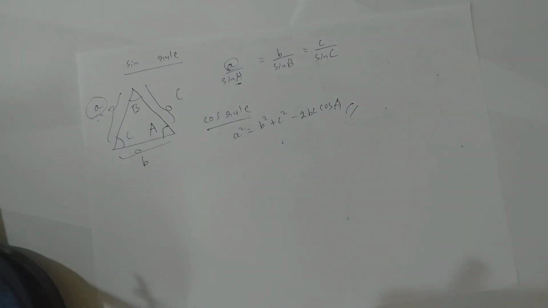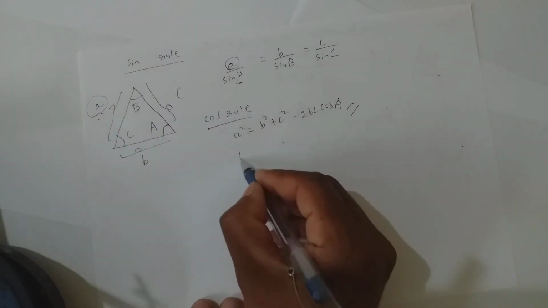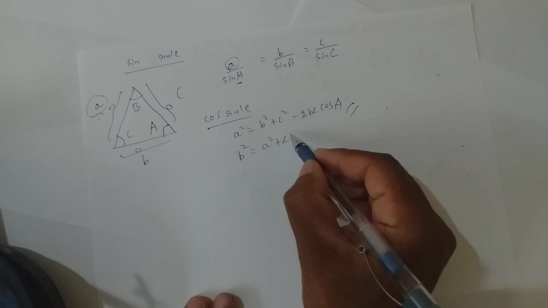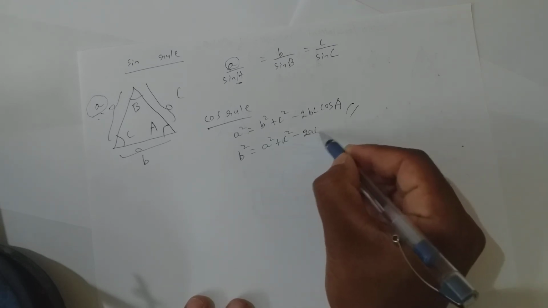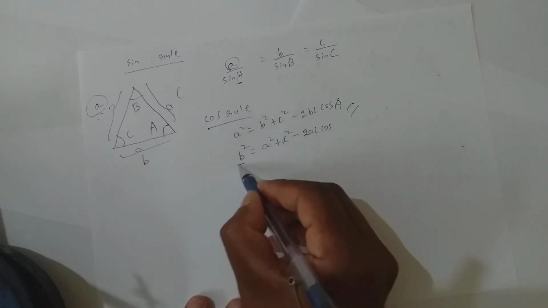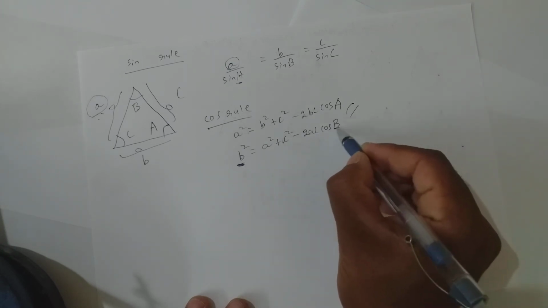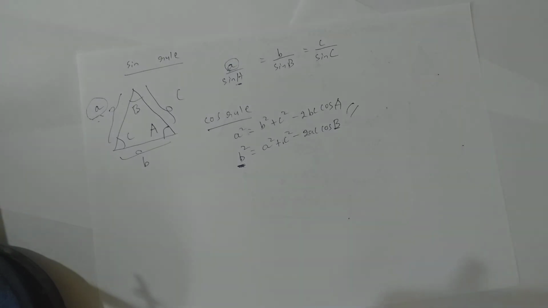Am I clear with sine rule and cos rule? If you are starting with b square here, the other two sides should be over here: a square plus c square minus 2ac cos, whichever side you are taking, here should be the opposite angle to that side. Am I clear with both sine rule and cos rule?